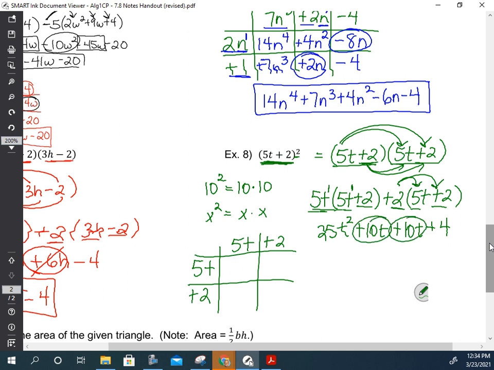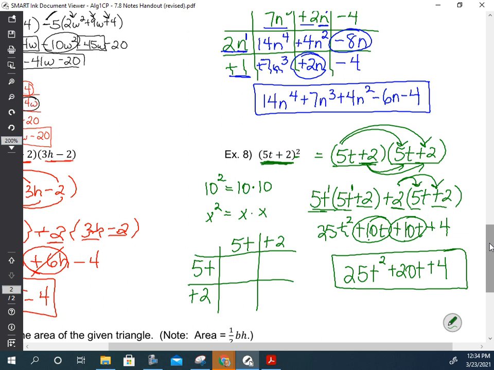There's your like terms. What's 10 plus 10? 20. There's your final answer, and it's already in standard form. Any questions on example 8 before we wrap up?